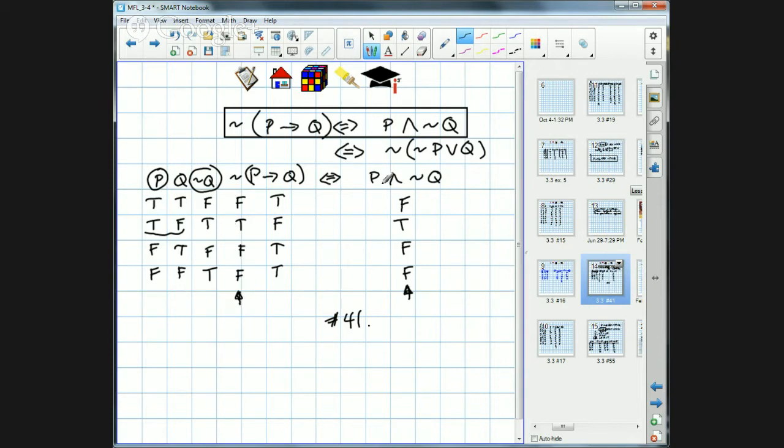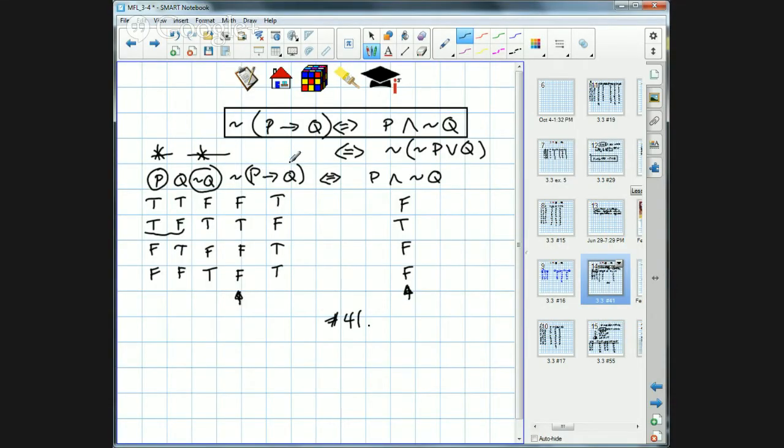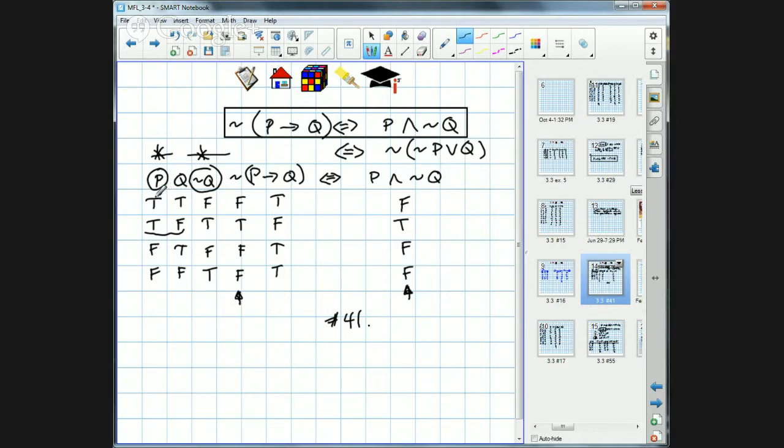Now this time I have to do P and not Q. So Brian, over here I'm putting asterisks above the P column and the not Q column. Then I'm ANDing those 2 columns, and that rule is: only true when both are true. So here we go. True, false. They're not both true, so that's a false.